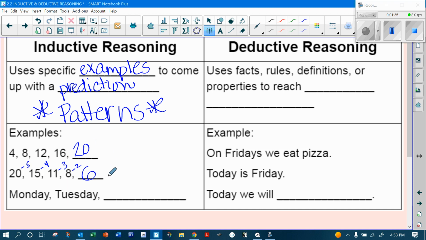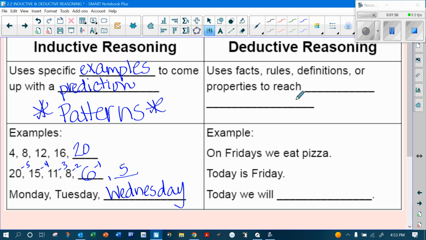If I wanted to go one more number here, then if I subtracted 5, 4, 3, 2, then I would only subtract 1. So my next number would be 5. So what about Monday, Tuesday? What day comes next? Wednesday, because the pattern is going in order on this one.